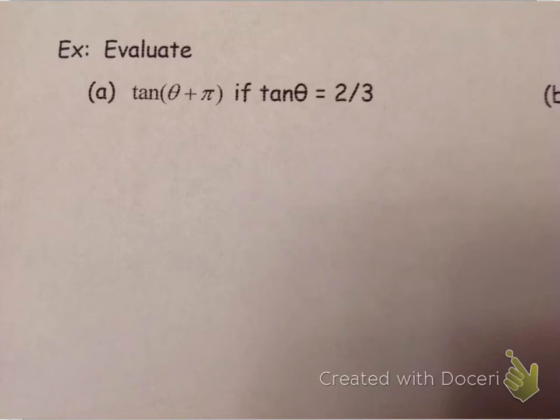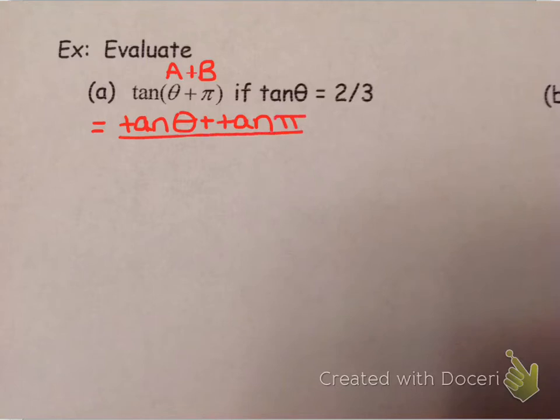Okay, so same identity, tangent of A plus B. Now I'm going to just plug in different names for A and B. According to this identity, it says tangent of A, well this time A is theta, plus tangent of B, and this time B is pi, and then 1 minus tangent of A, once again A is theta, times tangent of B, which is tangent of pi.